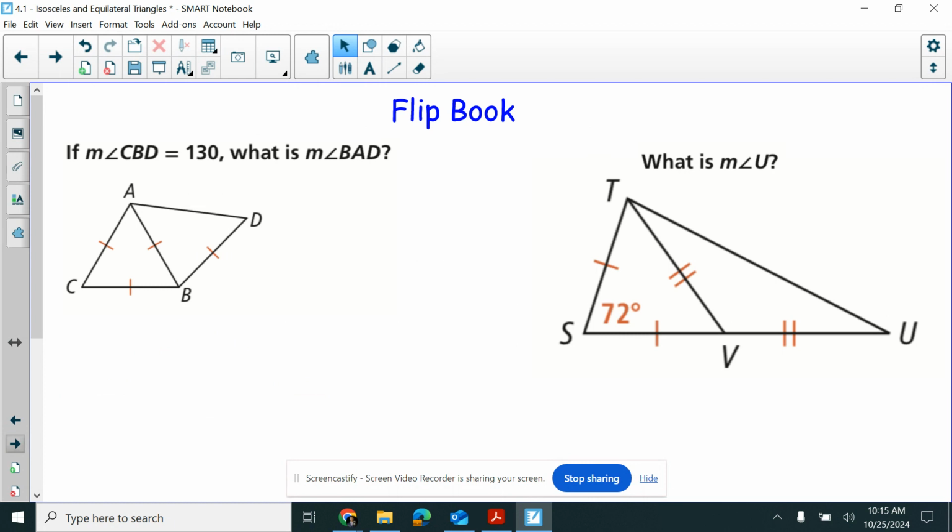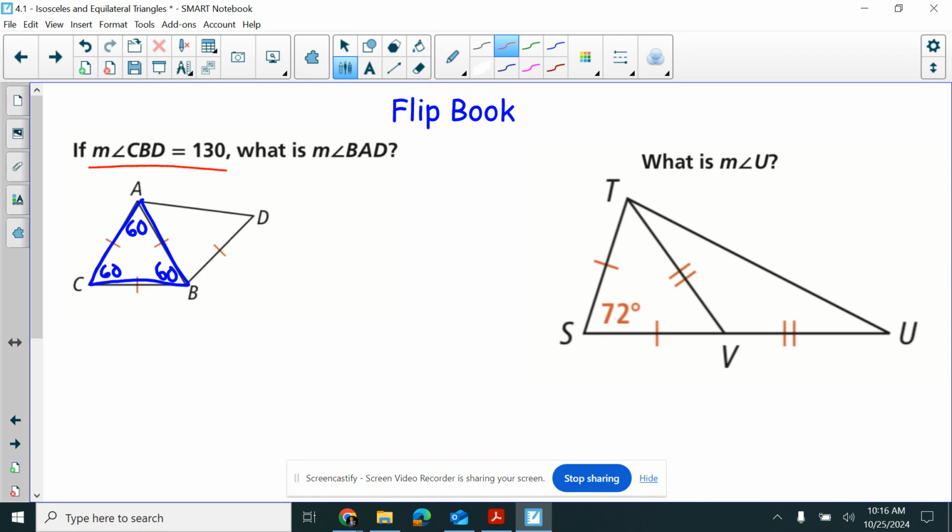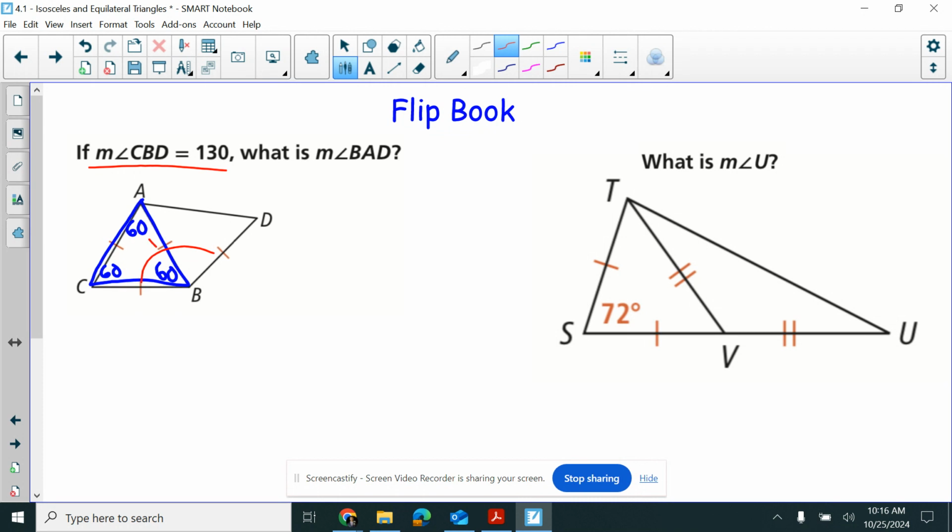So if I have multiple triangles together, this triangle on the left, ABC, I notice has three congruency marks. So that means it's an equilateral triangle and all angles would have to be 60 degrees. Now the other piece of information they tell me is that the measure of angle CBD is 130. So these two angles together have to be 130. If I know that, then I can do 130 minus 60 and get that this angle is 70.